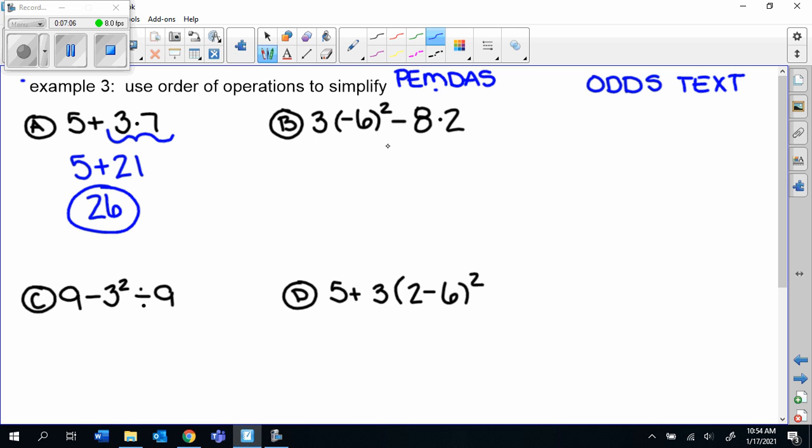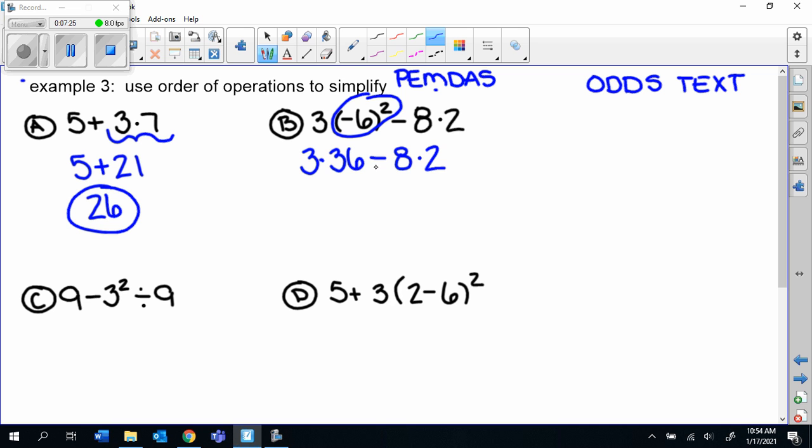On B, we always start off with parentheses and exponents. So this is your starting point here. So negative 6 times negative 6 is 36. So we're going to do that.